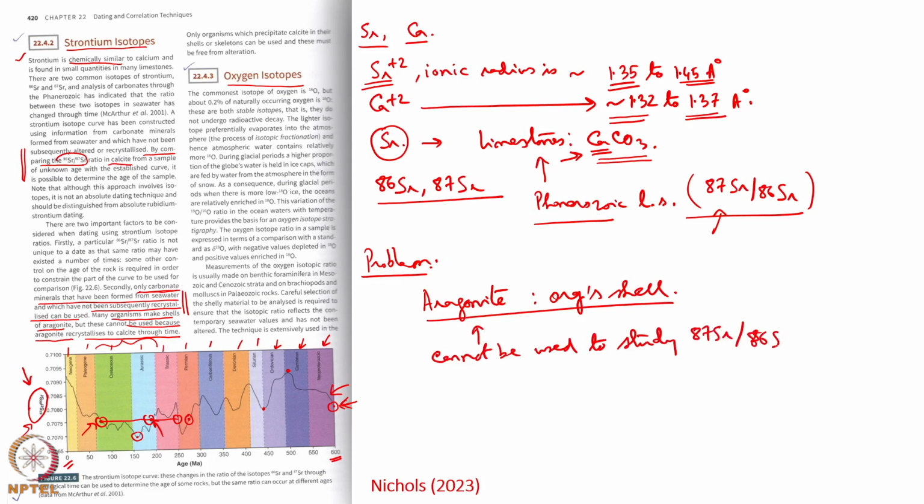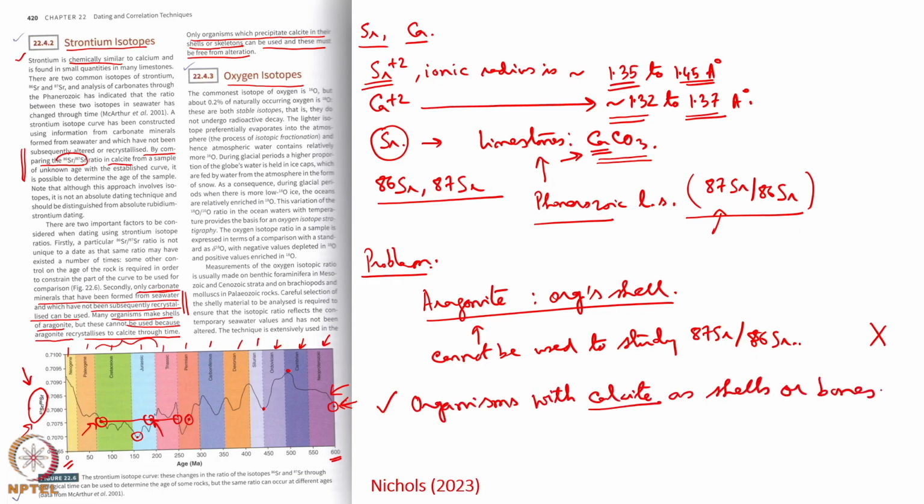If we find aragonite crystals in an organism's shell, this one cannot be used to study 87Sr/86Sr. So, what kinds of organisms are to be chosen? Organisms which precipitate calcite in their shells or in skeletons can be used, and that must be free from alteration. So, aragonite cannot be considered, and what can be considered is organisms with calcite as either shells or bones.